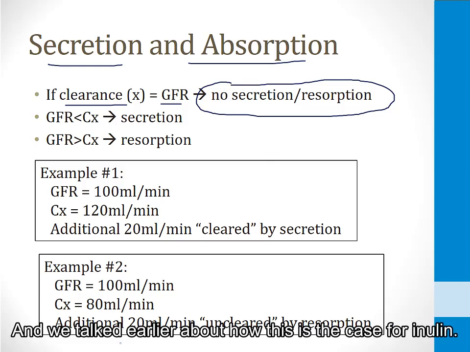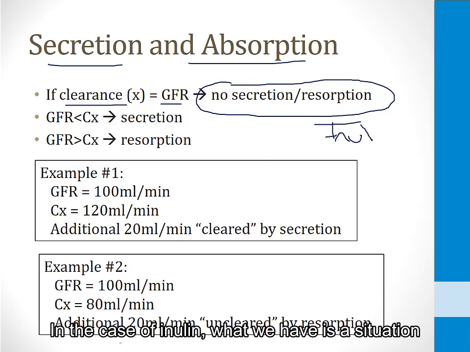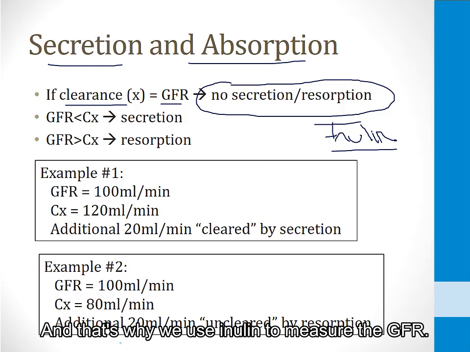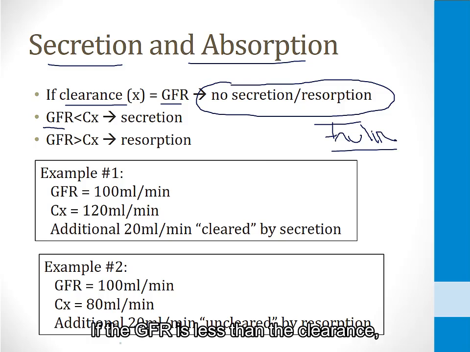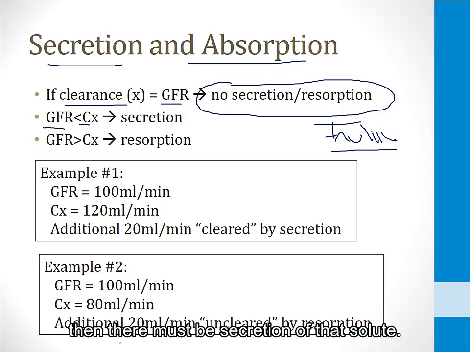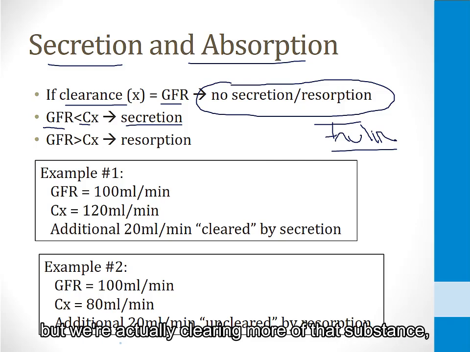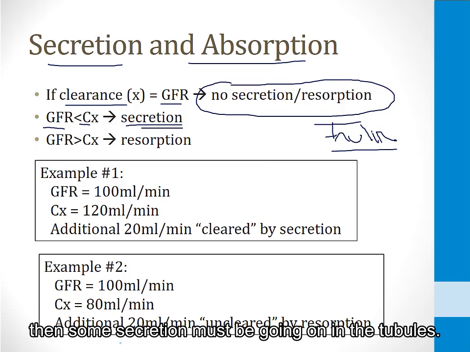And we talked earlier about how this is the case for inulin. In the case of inulin, what we have is a situation where the clearance is equal to the GFR, and that's why we use inulin to measure the GFR. If the GFR is less than the clearance, then there must be secretion of that solute. So for example, if we're filtering so much of a substance, but we're actually clearing more of that substance, then some secretion must be going on in the tubules.